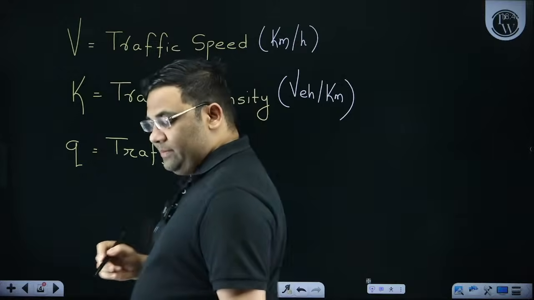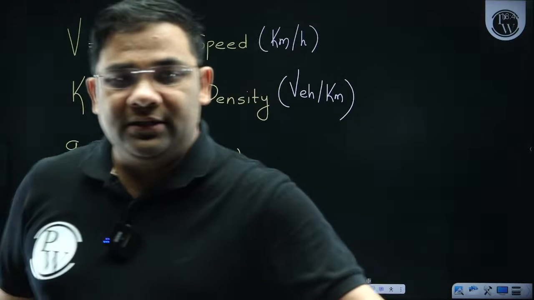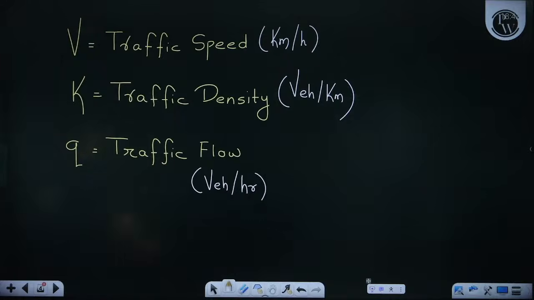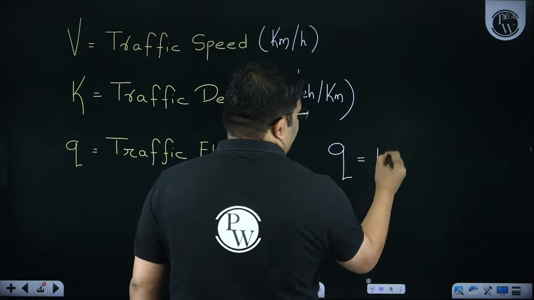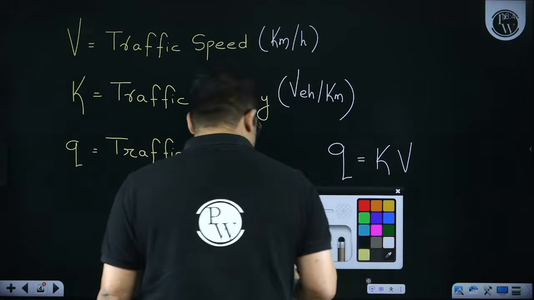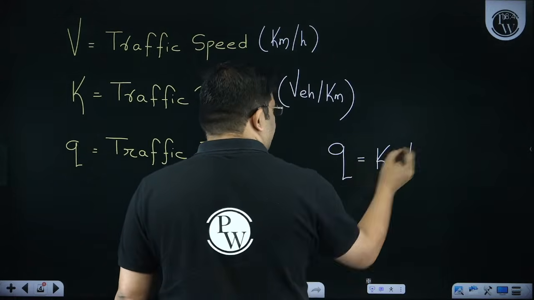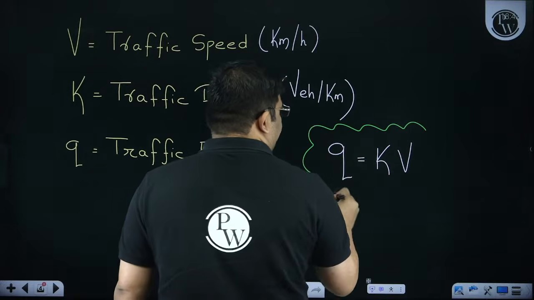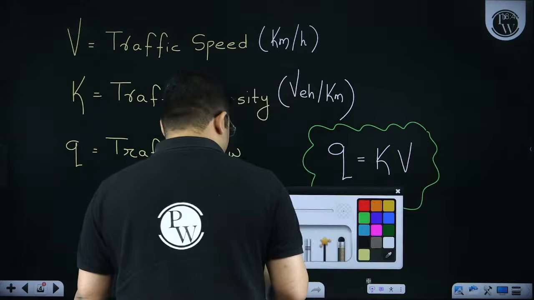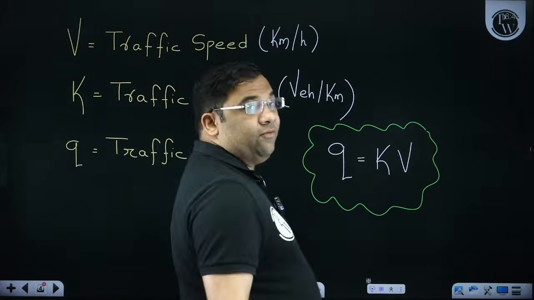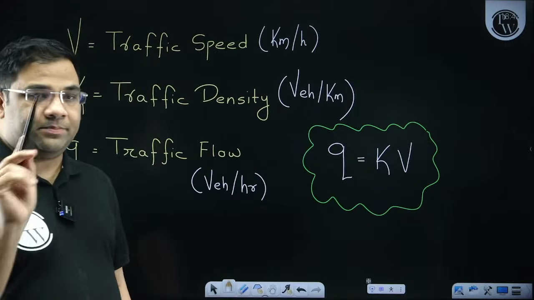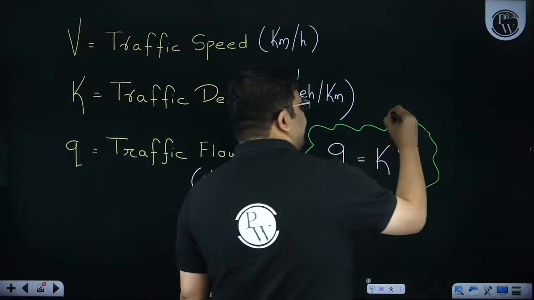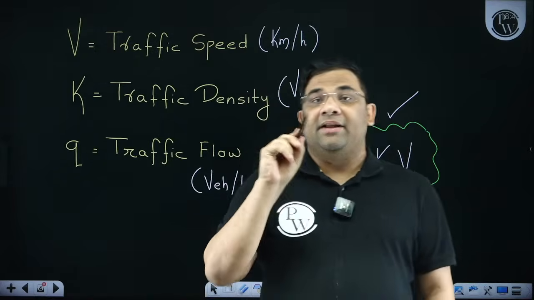And what is the relationship between them? The fundamental relationship between traffic flow, traffic density, and traffic speed is Q is equal to K into V. This is the fundamental relationship. It means the traffic flow is equal to traffic density into traffic speed.